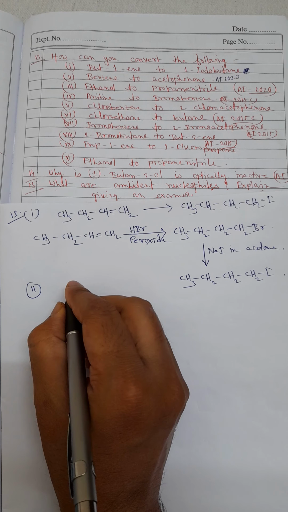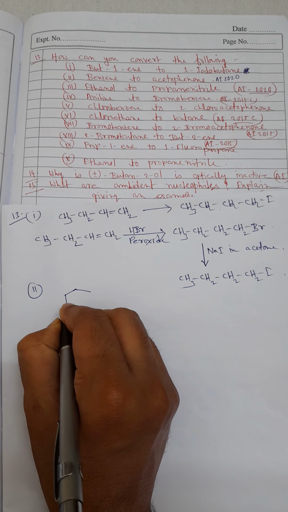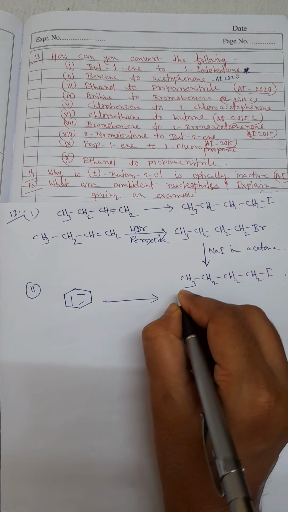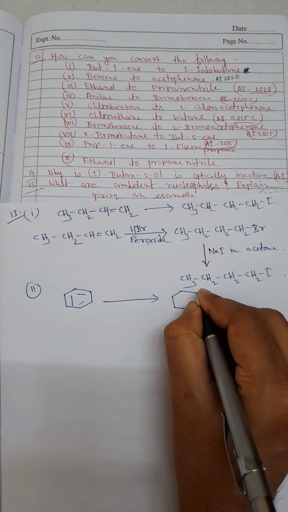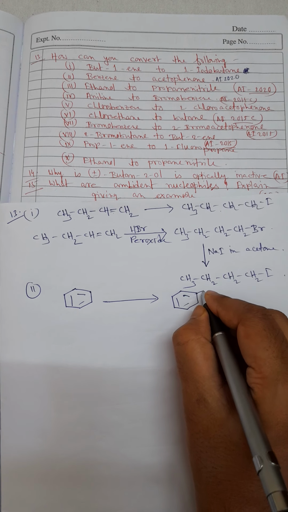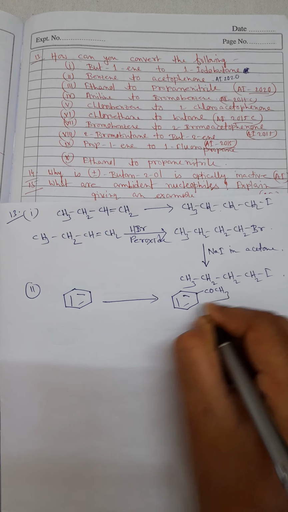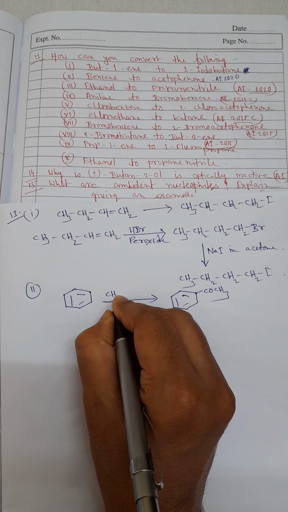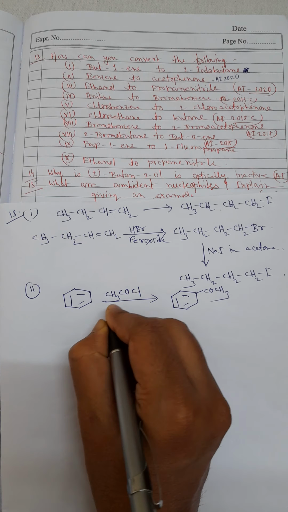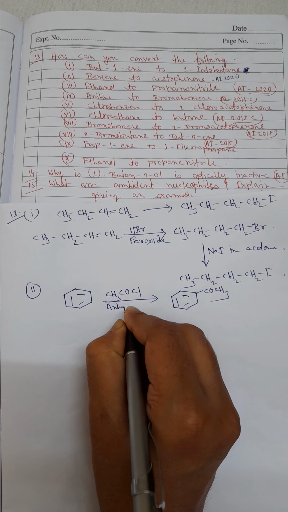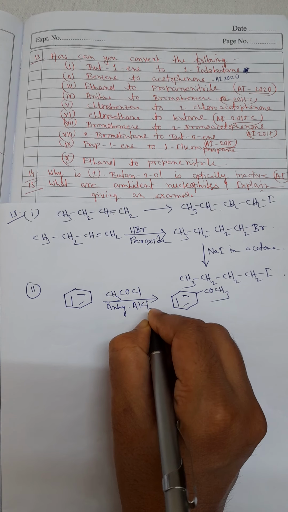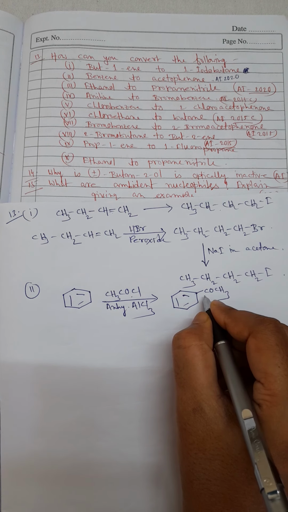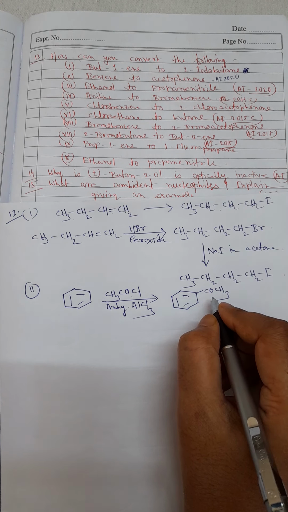Let's come to the next one, benzene to acetophenone. This is benzene and this is COCH3, acetophenone. When benzene is treated with acetyl chloride, that is CH3COCl, with anhydrous aluminium chloride, then the CH3CO group will attach to this benzene ring and you will get acetophenone.